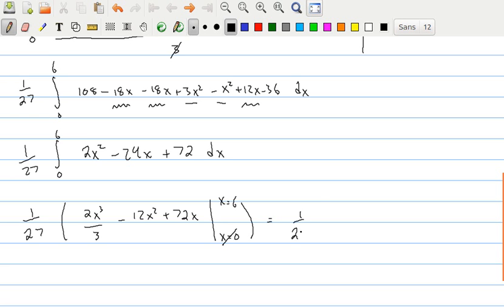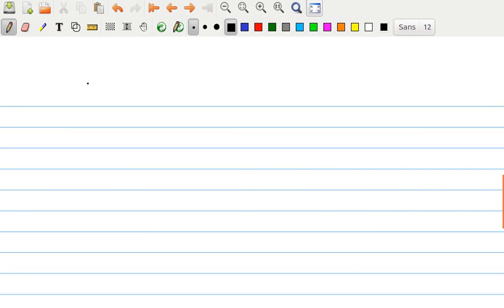So we've got that 1 over 27 on the outside. We've got 2/3 of 6 cubed is 216. Minus 12 times 6 squared is 36. Plus 72 times 6. And then you can crunch that out on a calculator, and that'll give you the volume inside our pyramidal region. Along the lines of this, another application of this double integral is the idea of average value.